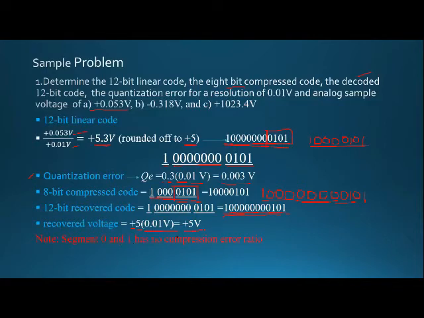Let me emphasize that our recovered voltage here, which is positive 5 volts, reflects our quantized voltage, which is also positive 5 volts. As you can observe, there is actually no compression error that happens. That means whatever value is encoded is reflected as is on the decoder, because it belongs in segment 0. That is why there is no compression error.